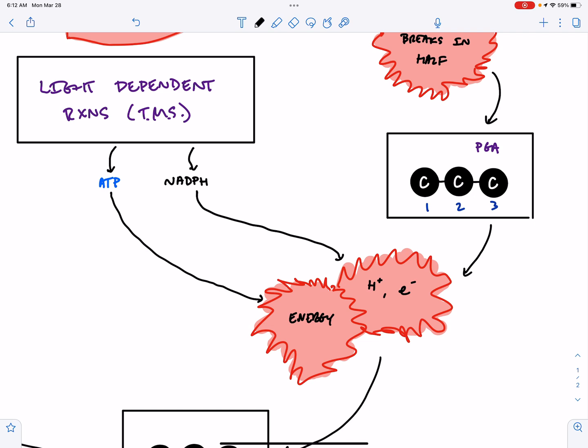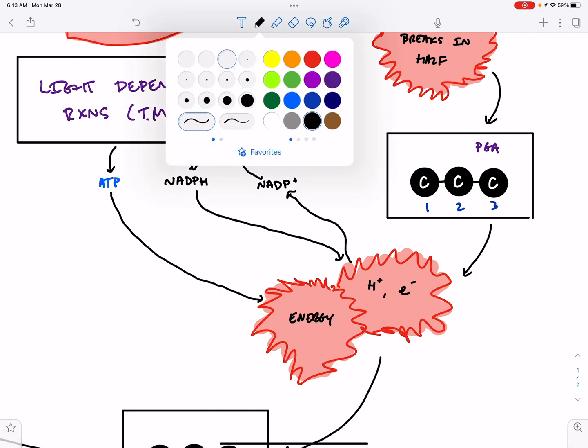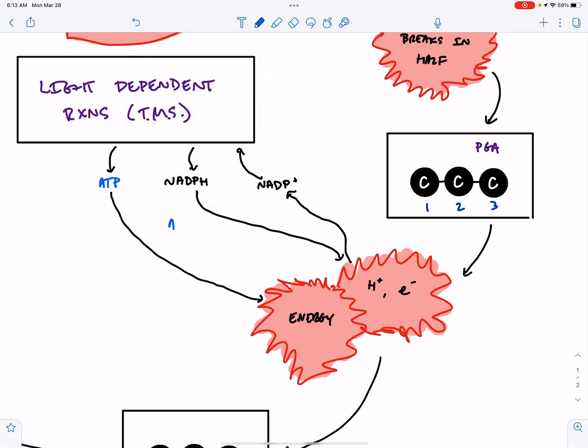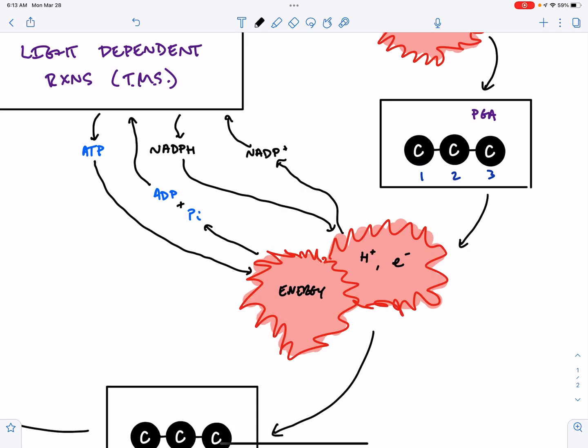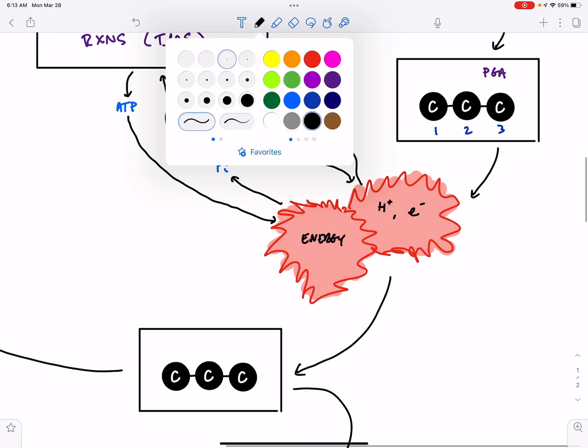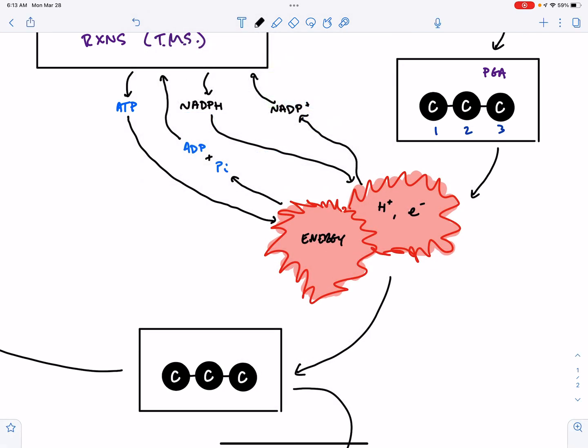And then NADP plus comes out of this and returns to the light-dependent reactions to be made into NADPH again. And ATP is broken down into ADP and phosphate, and is also sent back to the light-dependent reactions to be charged up again. And so these little 2 starbursts represent a series of chemical reactions.